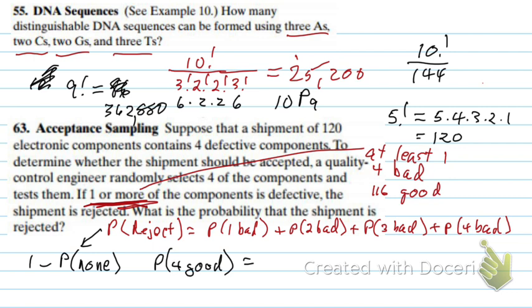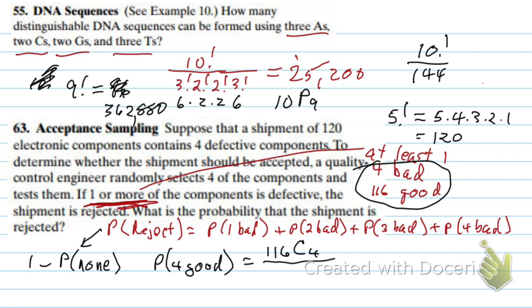Good, 116. That's why I want you to write this stuff down out here. So it's 116 things. By the way, does the order matter? No. So it's a combination. I'm pulling 4 out of 116 good ones. That's what you got to get in your head. It's not out of 120 because not all 120 are good.